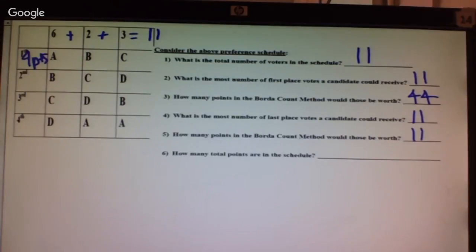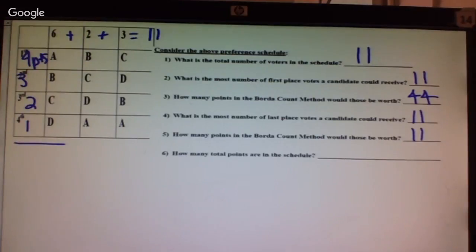Finally, they want to know how many total points are in this schedule altogether. Oh, geez. They're asking for way too much. So we have to add all of them together? Here's my quick and easy solution. First place you get 4 points. Second place you get 3. Third you get 2. Fourth you get 1. How many total points is that?